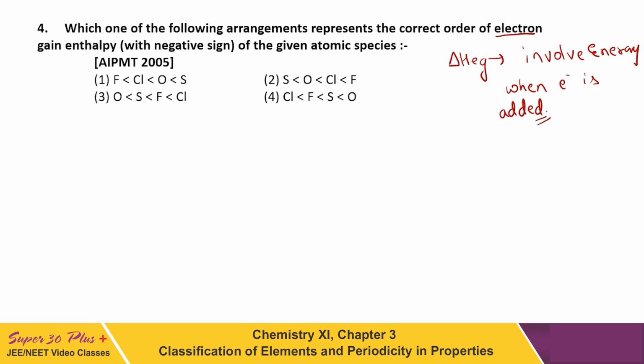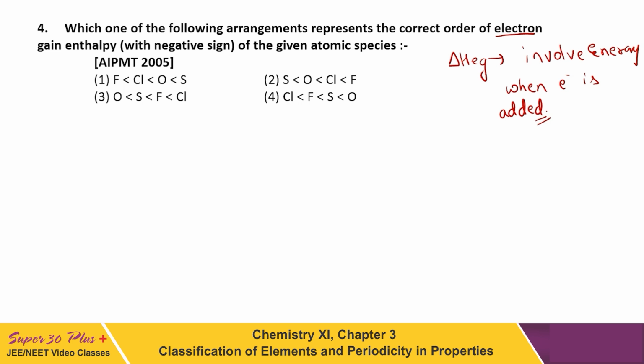Now, if you remember, electron gain enthalpy decreases down the group, but exceptionally, members of the 3rd period have more electron gain enthalpy than the corresponding members of the 2nd period.